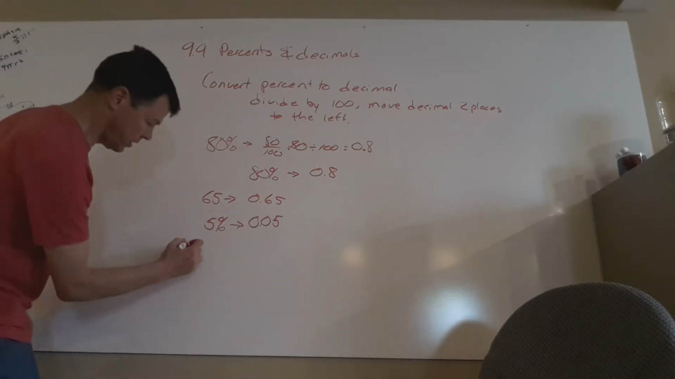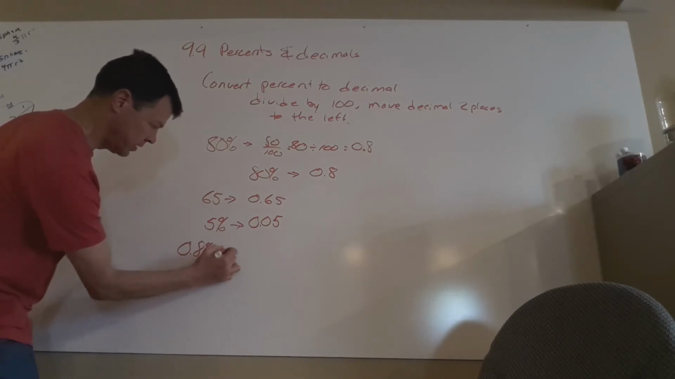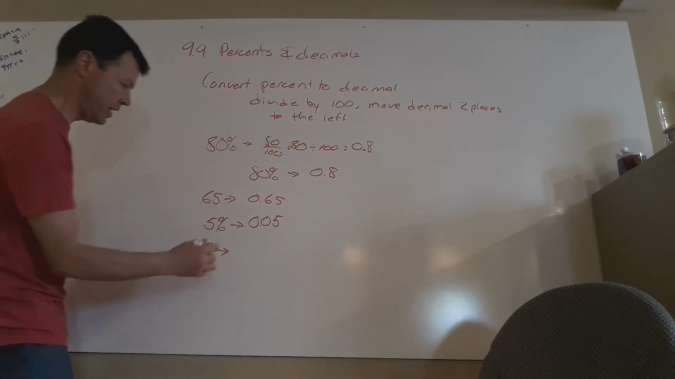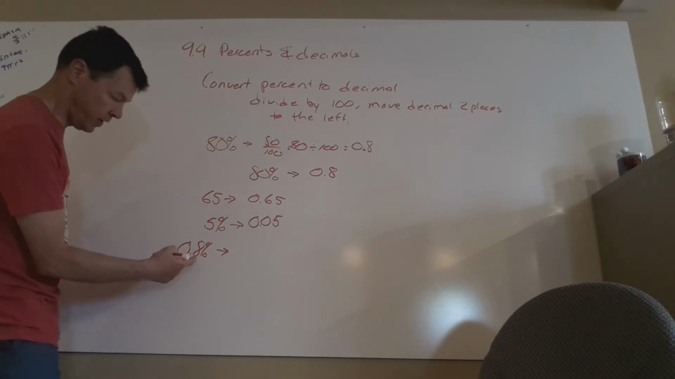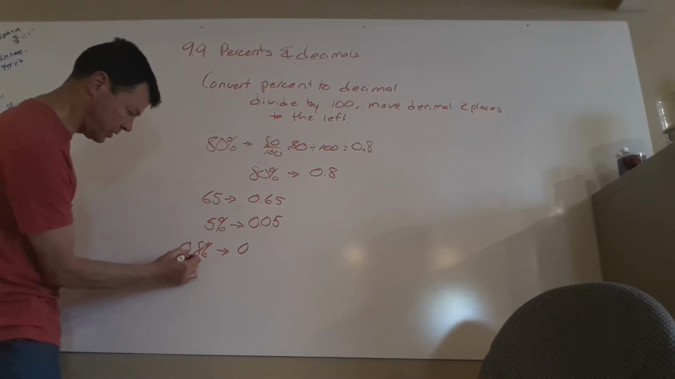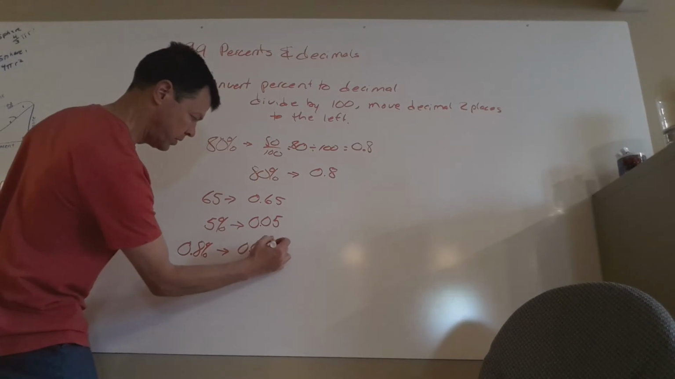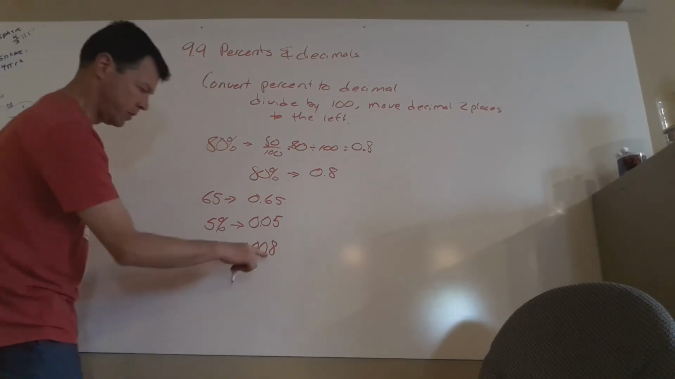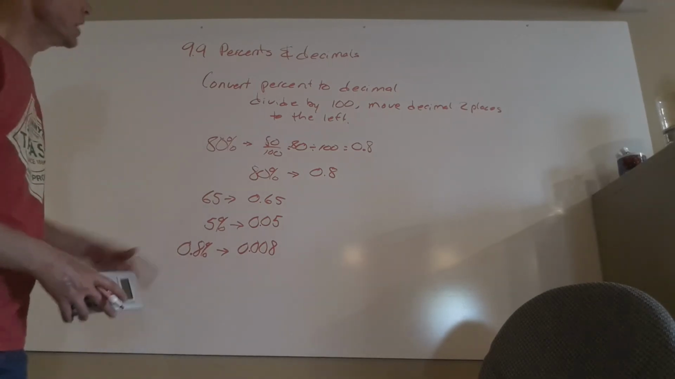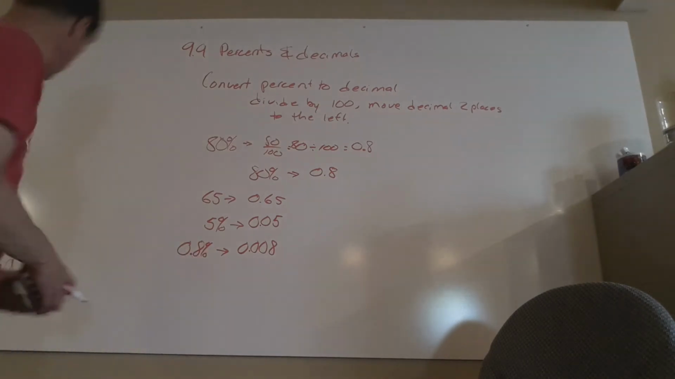I'm going to do another one. 0.8%. Again, same rule. This would be 0.8 over 100, okay? But I'm moving the decimal over 2 spaces to the left. And so the decimal starts here, so I need to add 2 zeros for placeholders. So from here, 1, 2 places to the left. Converting percent to decimal, move the decimal 2 places to the left.